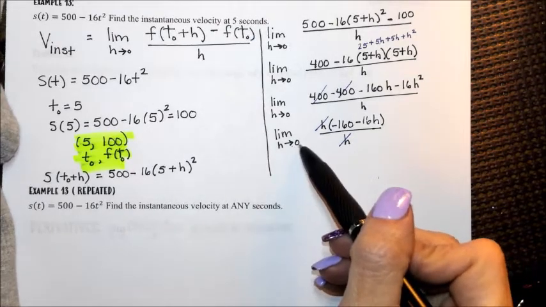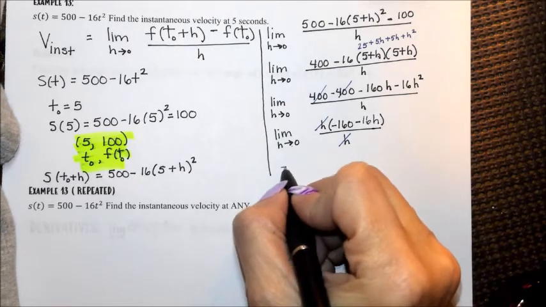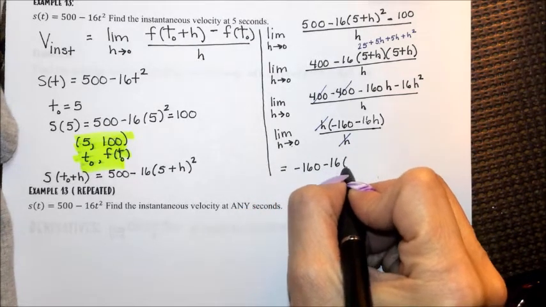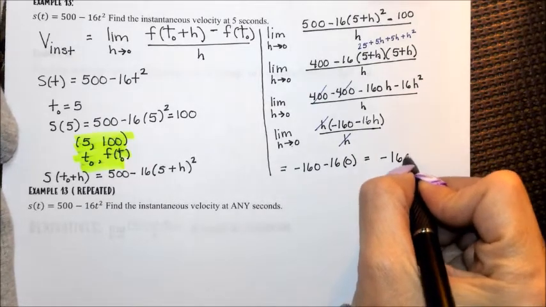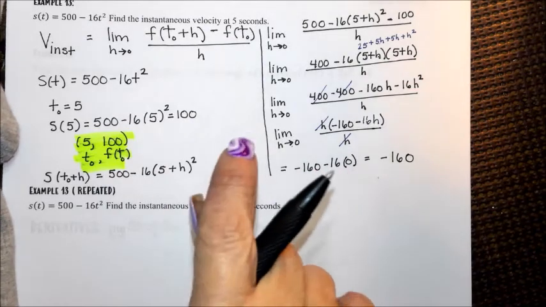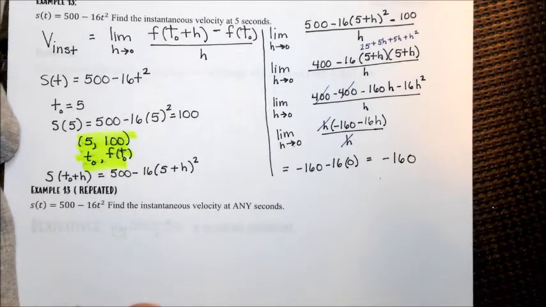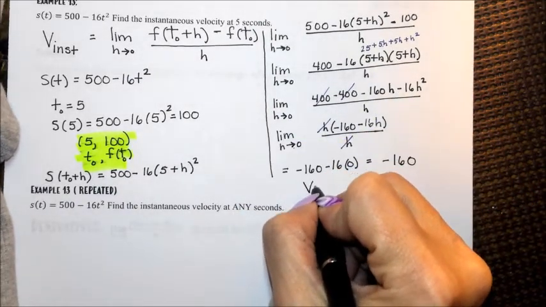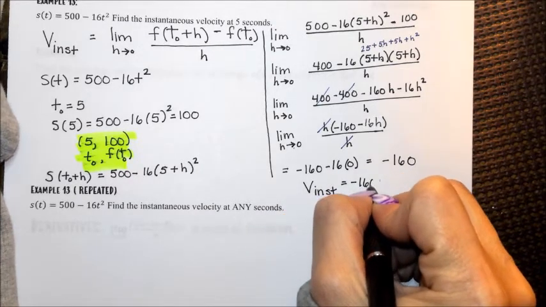So the limit as h approaches 0 of negative 160 minus 16h would be negative 160 minus 16 times, plug in that 0, which is negative 160. So the instantaneous velocity at 5 seconds would be negative 160.